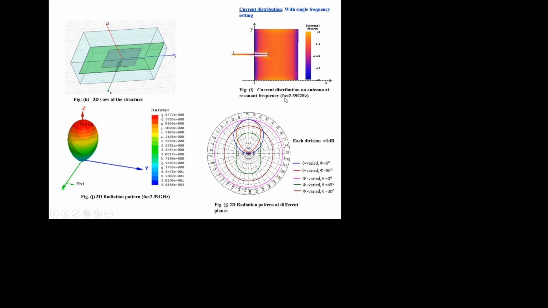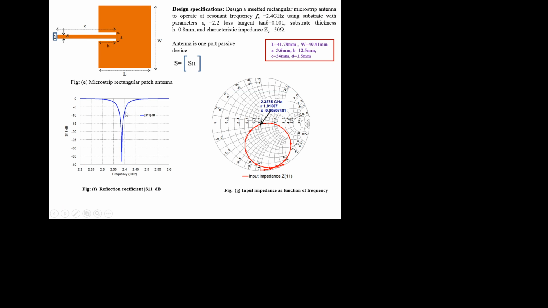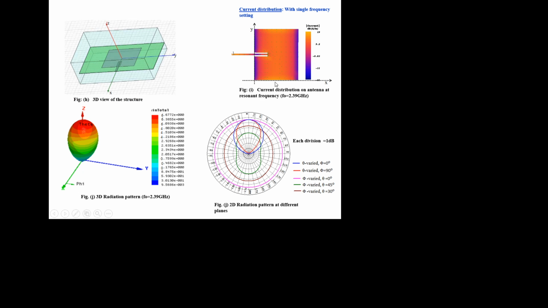But if you plot this same current distribution at other frequencies, maybe other frequencies means somewhere here, the antenna is not radiating at all at this frequency and at this frequency. If you plot at those frequencies, you can observe current may be minimum at the center. That means you can observe blue color at the center of this one.